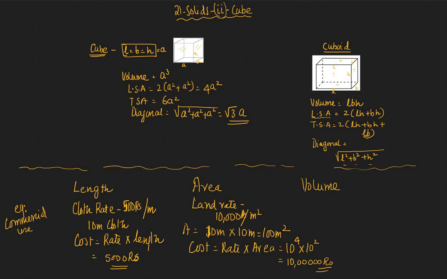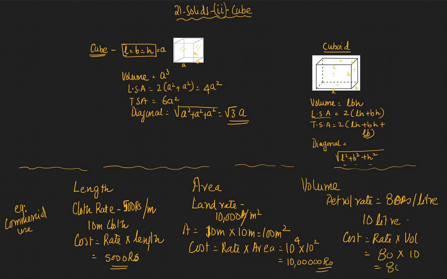And volume, let's say you buy petrol, right? A petrol rate is 80 rupees per liter. So how much would it cost for 10 liters, right? So again, here your cost equals rate into volume, which is 80 into 10, 800 rupees.